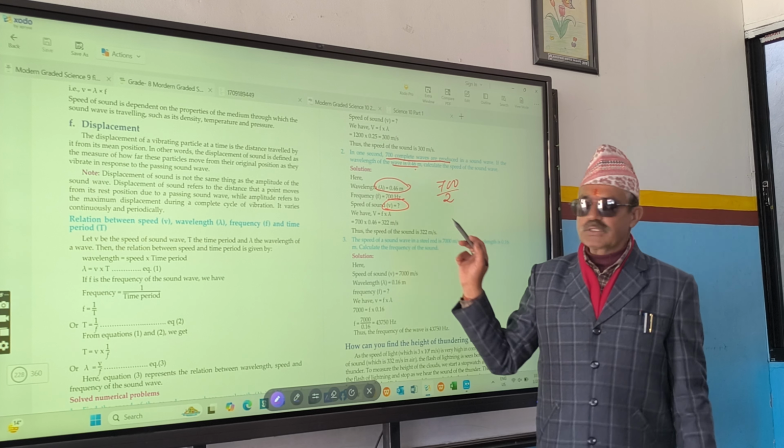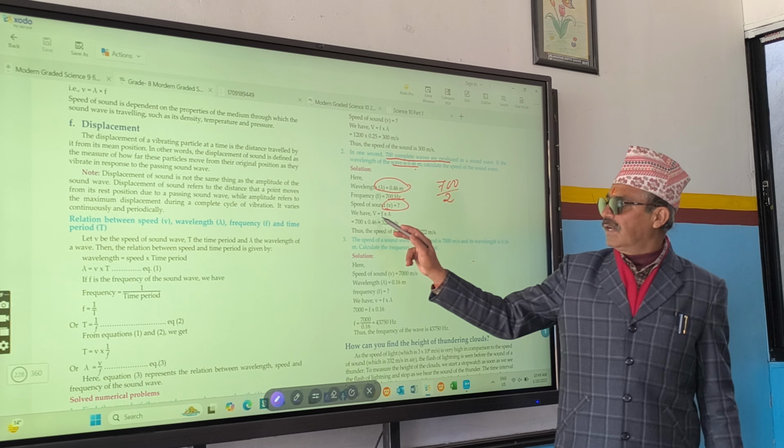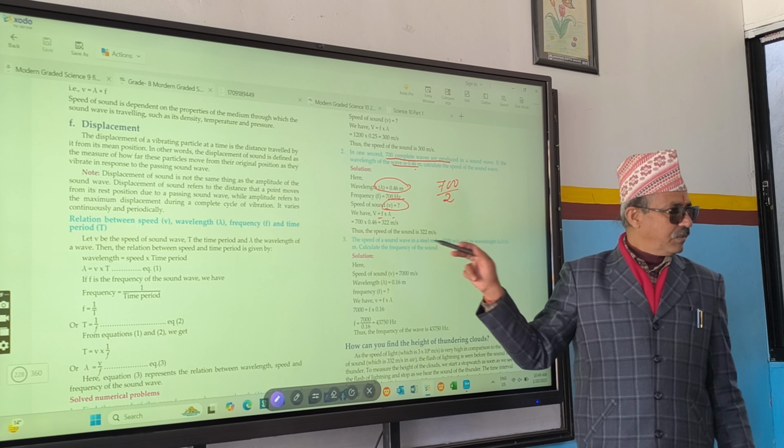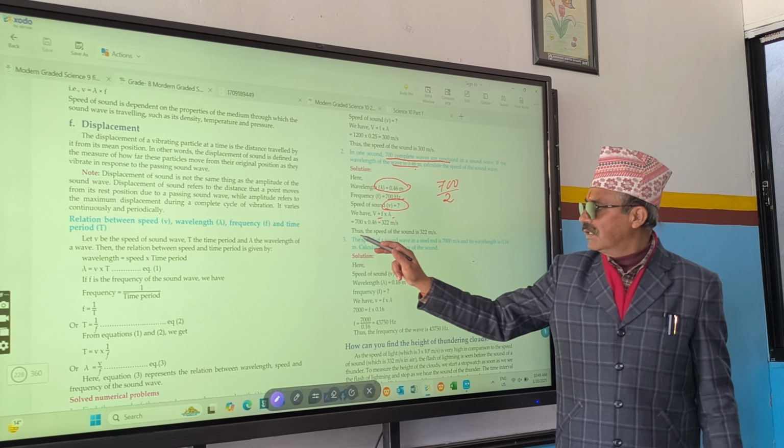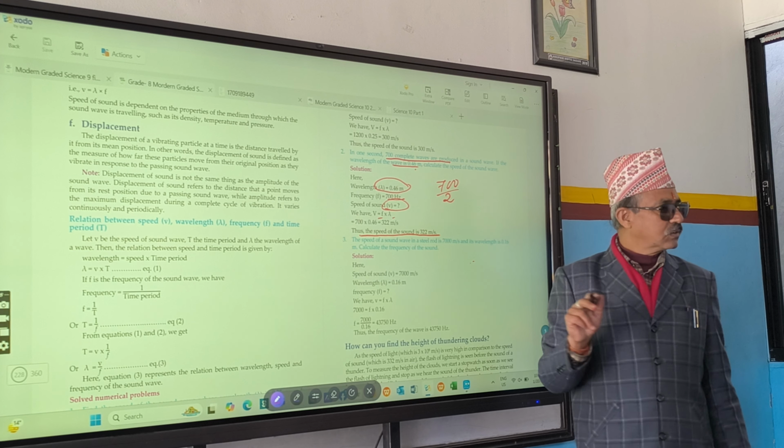Speed of sound V equals what? What is the formula? V equals F times lambda. You can multiply and get the answer. So finally, the speed of sound is clear.